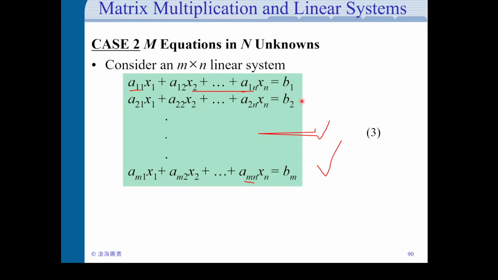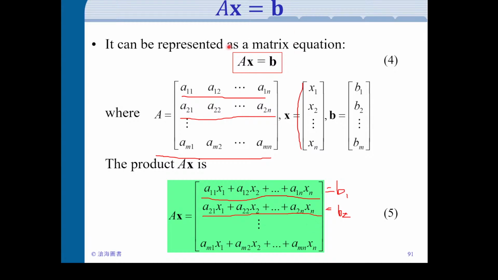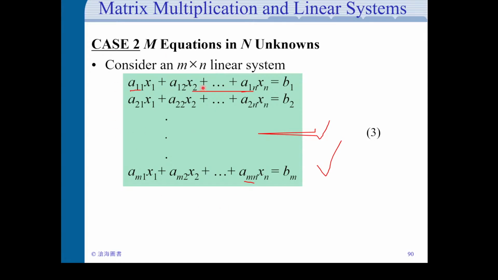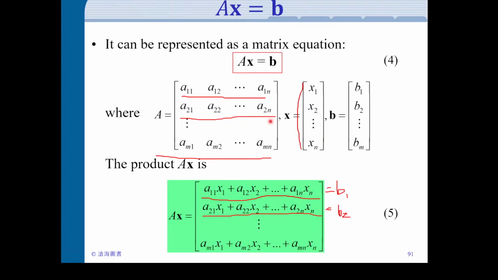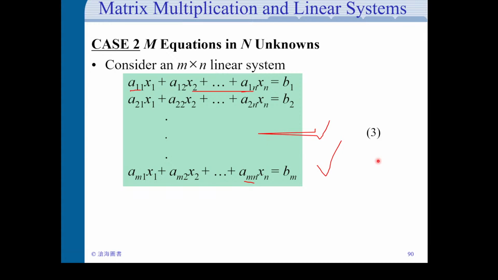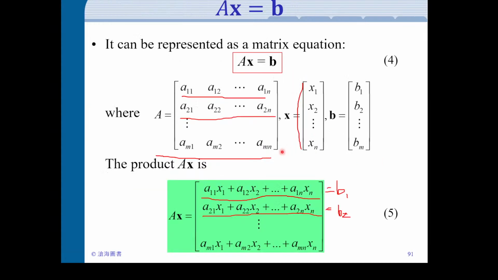So now we have a linear system with m equations and n unknowns, and we can still write this as Ax equal to b, with A just equal to the coefficients on the left hand side, and x being this vector of unknowns, x1 to xn, and b being the numbers on the right hand side. And then you can try to do the matrix multiplication out.